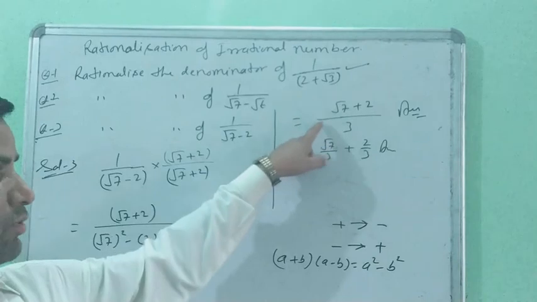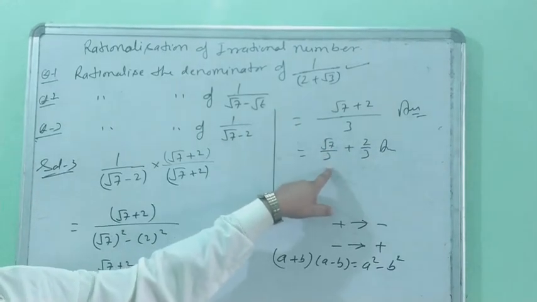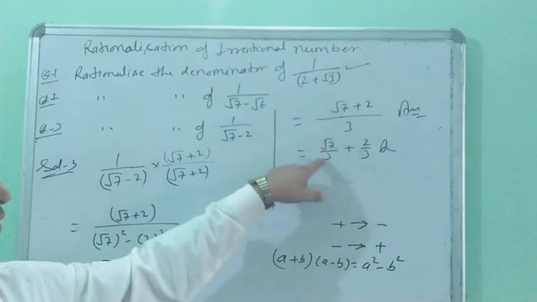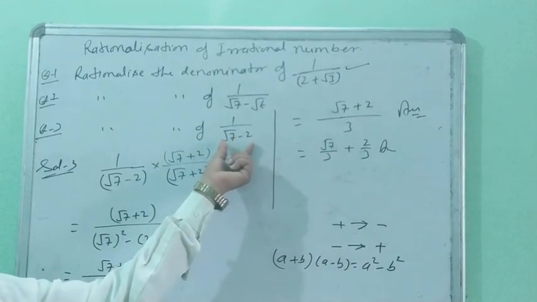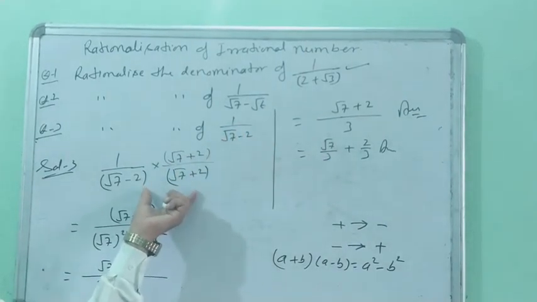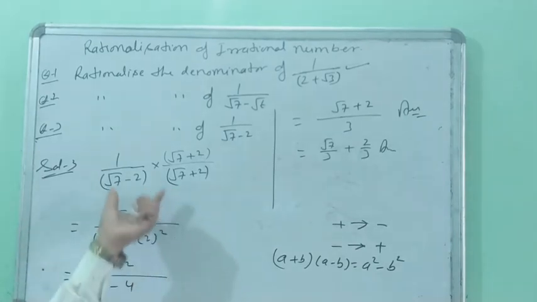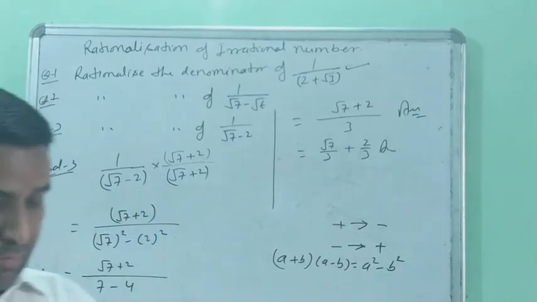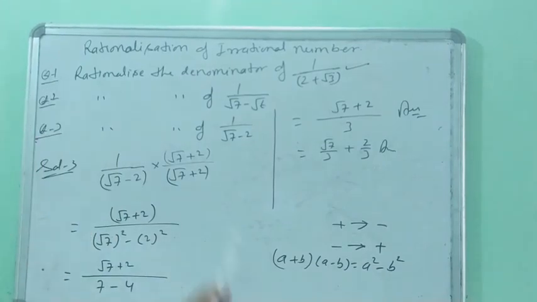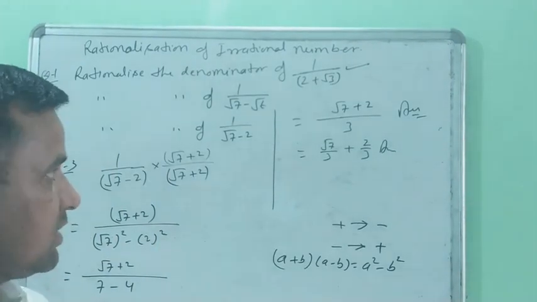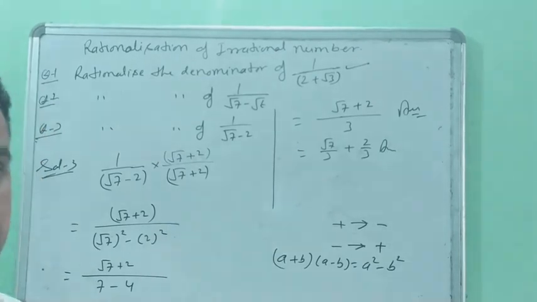Suppose you write in this form, the answer is correct. Suppose you write in this form, then the answer is also correct. Both forms are correct. Suppose the question is given in the binomial form, how to convert the denominator to a rational number? We use this trick: multiply and divide by the conjugate of the denominator. Always use this trick, then you will get the correct answer. Yes, note it down.